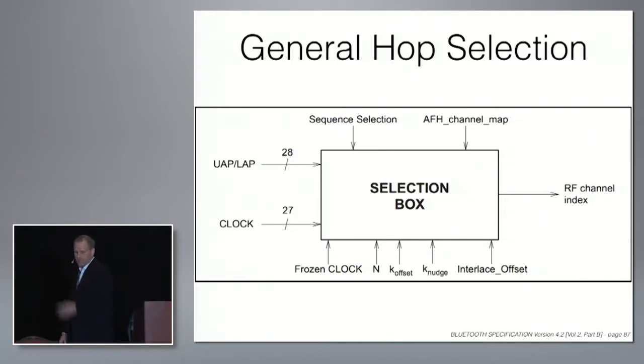General hop selection. So for the frequency hop patterns, again, the Bluetooth clock, lower address portion, and upper address portion of the MAC address sync everything up. If it's BR EDR, they create a hopping pattern across all 79 channels.